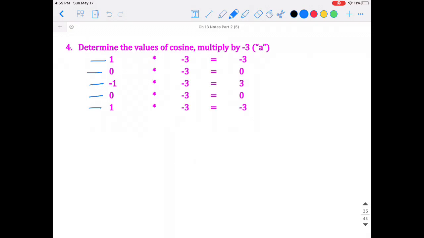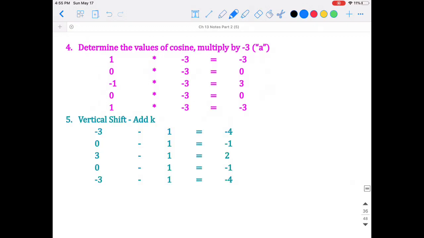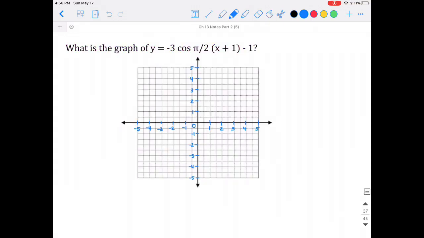But now we have to take into consideration our vertical shift. So we're taking each of our new y values and subtracting 1, which is k. So our new y values after our vertical shift are negative 4, negative 1, 2, 1, and negative 4. Using these 5 steps now, we are able to graph negative 3 cosine of pi over 2, x plus 1 minus 1.